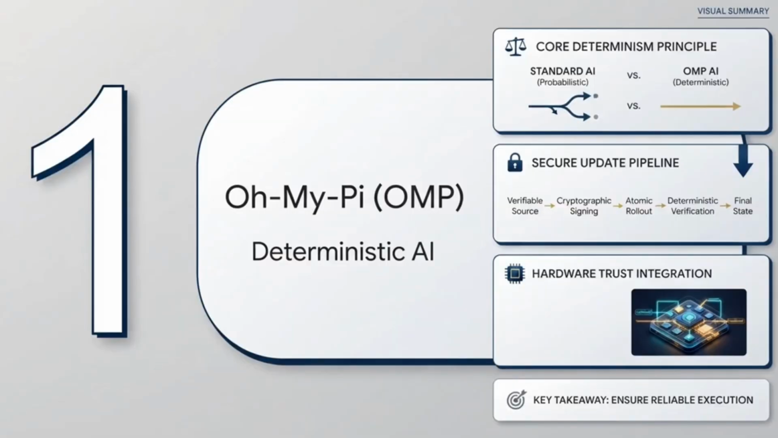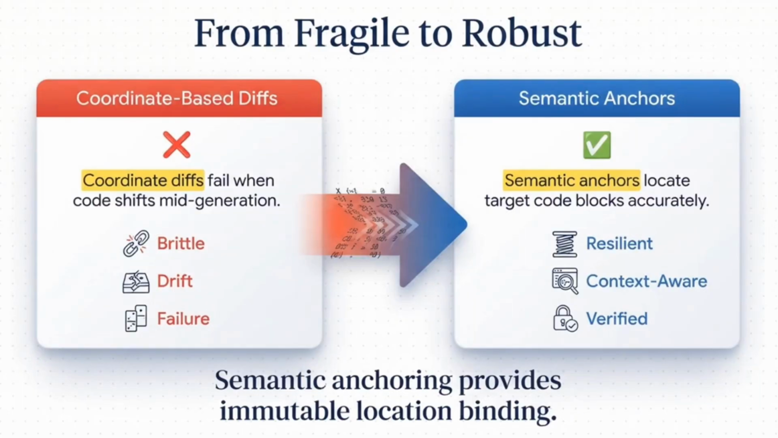Which brings us to My Pi, or OMP, Deterministic AI Execution. OMP solves this stale file corruption problem natively. Like we just saw, standard coordinate-based diffs fail the second your code shifts mid-generation. OMP, on the other hand, utilizes hash-anchored edits, so instead of blindly looking for line 42, the system semantically locates the target code block based on its actual structure and content. If a developer shifts the code mid-turn, the tool instantly identifies the new semantic location and applies the patch perfectly.